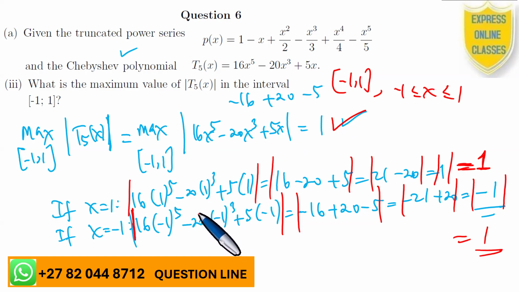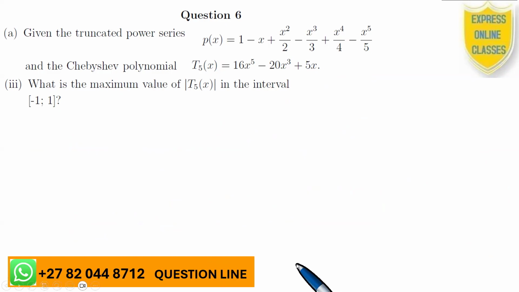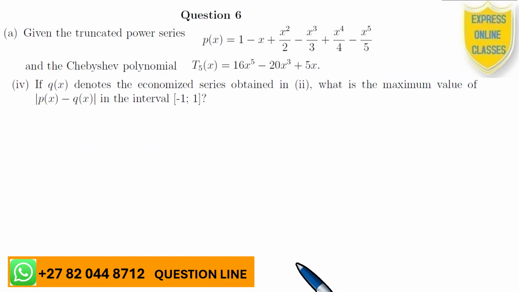Okay, so now as a consequence we would get exactly the following. In the fourth Roman figure: if Q of X denotes the economized series obtained in the second Roman figure, what is the maximum value of the difference of these in the interval? So Q of X denotes the economized series. We have found the economized series, but we're calling it Q of X.